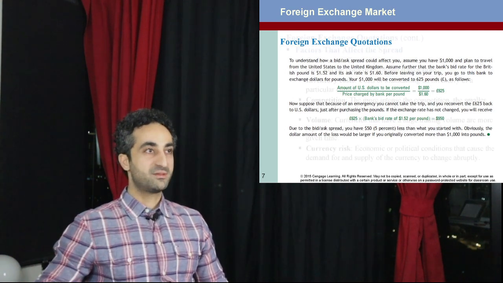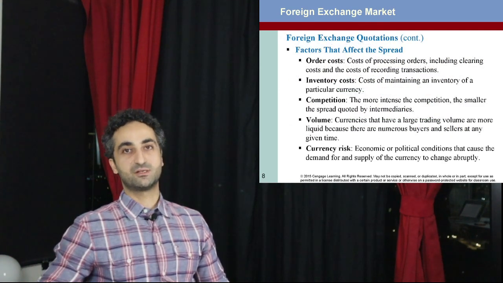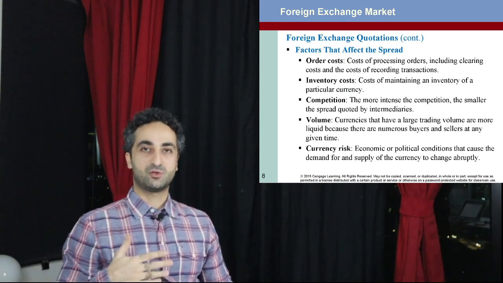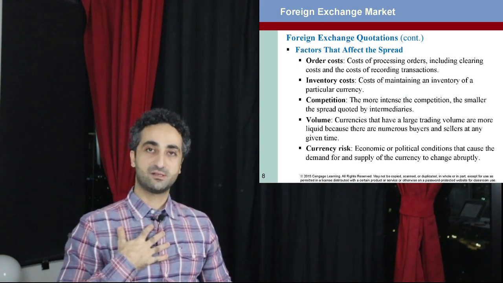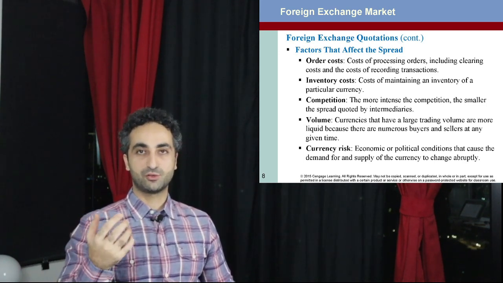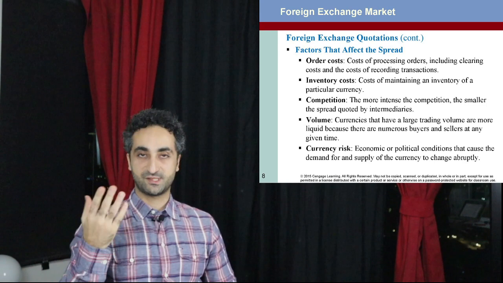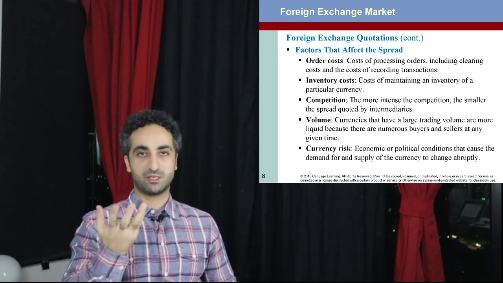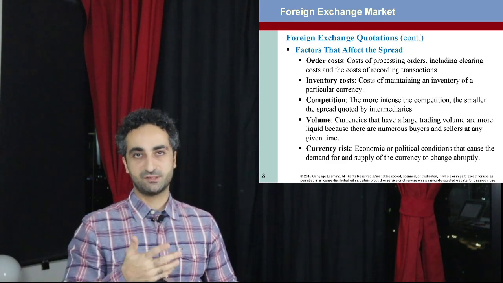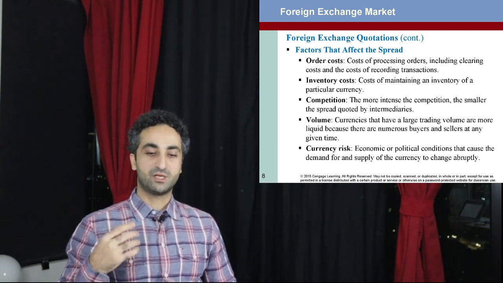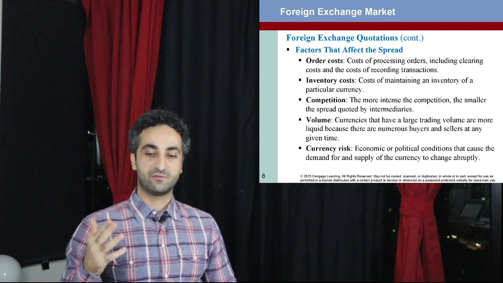So why is there a difference in the price? Why is the bid-ask spread there? These shops or banks say we need to cover some costs. We have order costs, the cost of processing orders. We need people making orders, maybe machines, and new technologies are there every day, including clearing costs and costs of recording transactions as well.